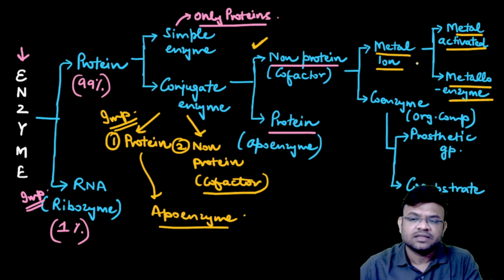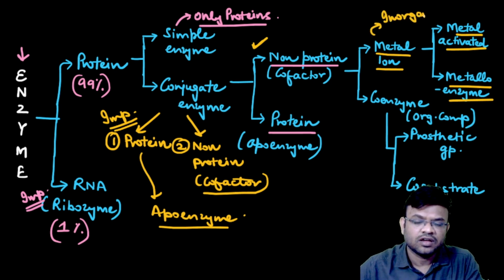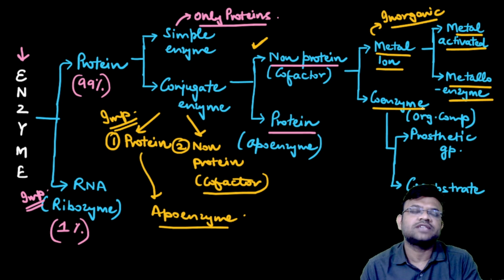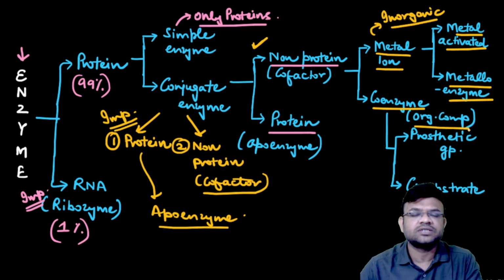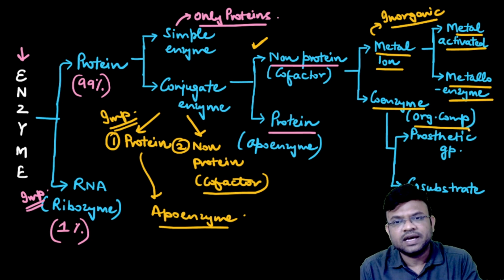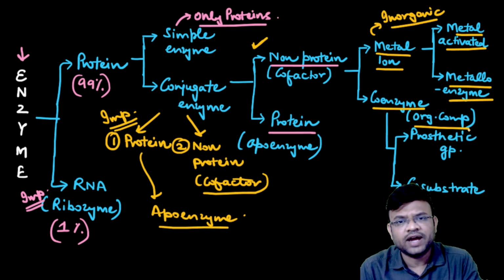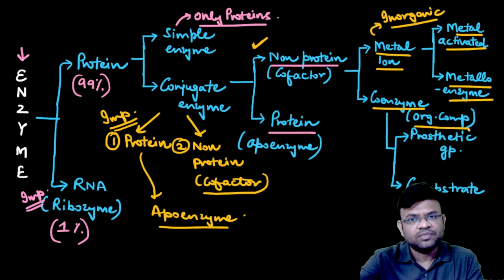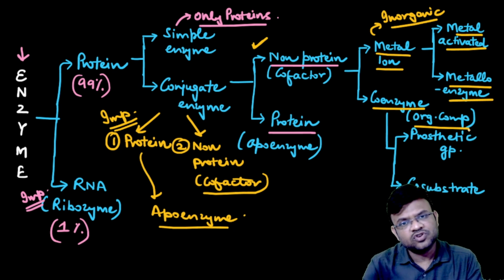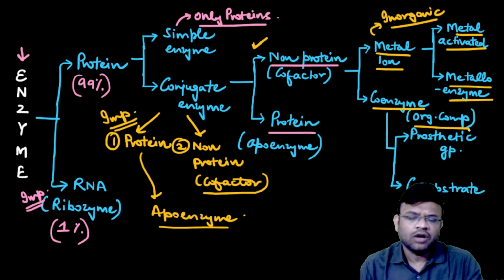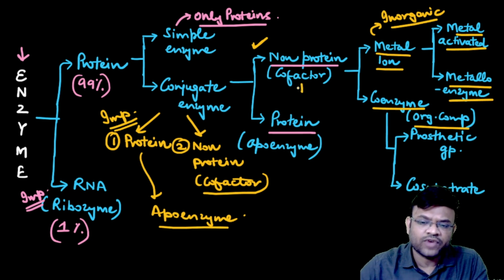A metal ion means it is an inorganic part. And the next one is coenzyme. Coenzyme is the organic component. Let me make you understand this again. I said that the non-proteinaceous part is also called cofactor, and this cofactor can be of two types. Cofactor can be of inorganic type, for example metal ions, and it can also be of organic type, and the example is coenzyme.